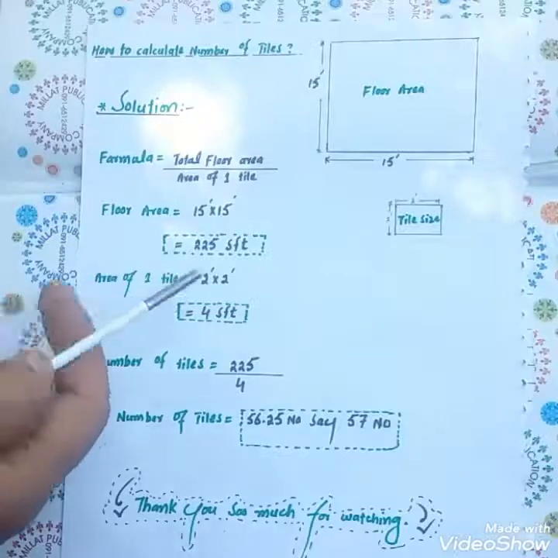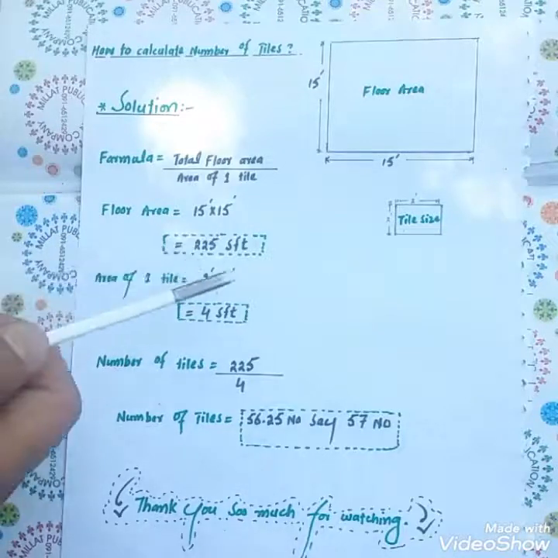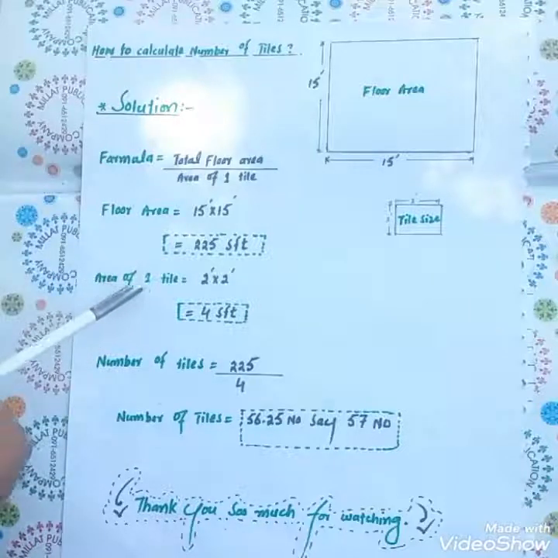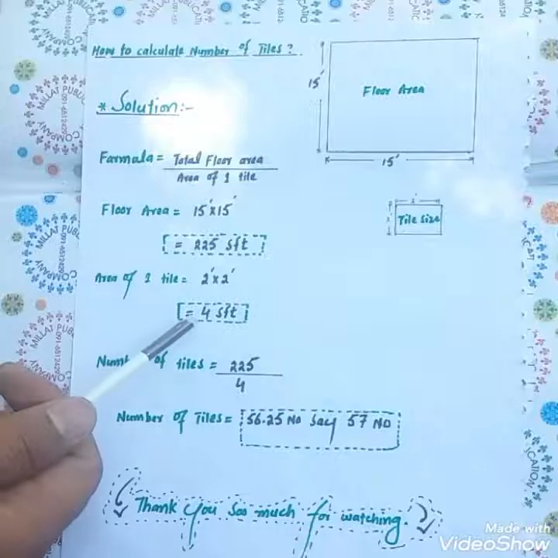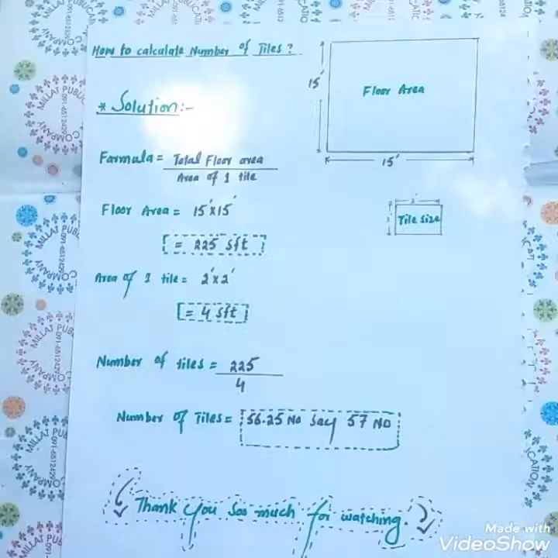And then we need to find one tile area. Area of one tile equals 2 feet by 2 feet, which equals 4 square feet.